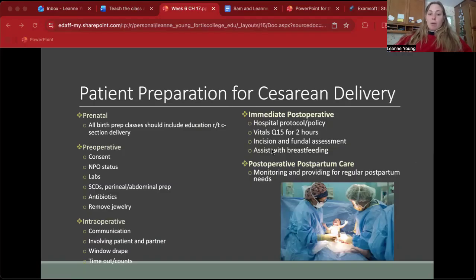Finally, postoperative and postpartum care. We need to monitor and provide for regular postpartum needs, okay? Just because they delivered from a C-section does not make anything different. So we're helping with toileting, we're helping with their ambulation, we're helping manage their pain. If anything, we're a little bit more hands-on with post-operative patients because this is a higher risk delivery, okay?